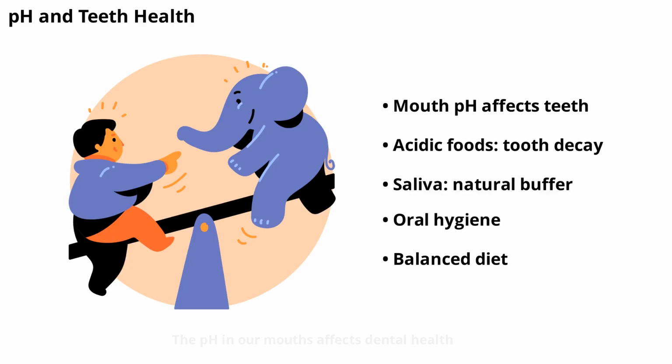The pH in our mouths affects dental health. Acidic foods and drinks can lower mouth pH, leading to tooth decay and cavities. Saliva acts as a buffer, helping to neutralize acids and protect teeth. Good oral hygiene and a balanced diet help maintain a healthy pH in the mouth.